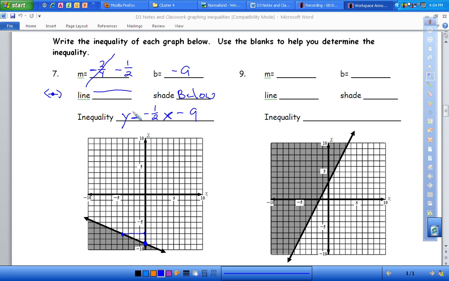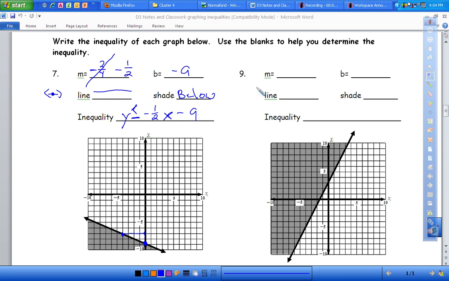I've done everything but figure out the inequality, and jumping back down here, all this shading is underneath, and we know from our previous discussions that shading underneath indicates less than. And that concludes this problem. I've now done everything. My total inequality is that y is less than negative 1/2 x minus 9.